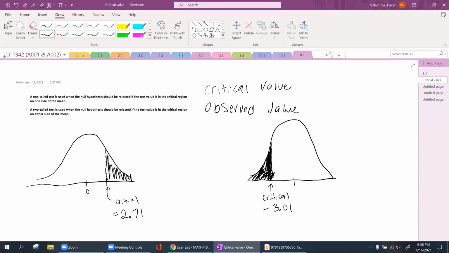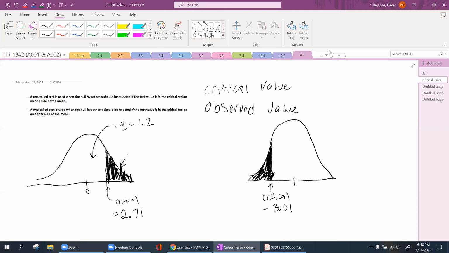The critical value is going to mark a boundary. So you're going to do some work and you're going to have to find an observed value, and make an observation. Is the observed value behind that point, or is it in the critical region? One that's not in the critical region would be something like, let's just say z equals 1.2, because 1.2 is to the left of 2.71. That is not in there.